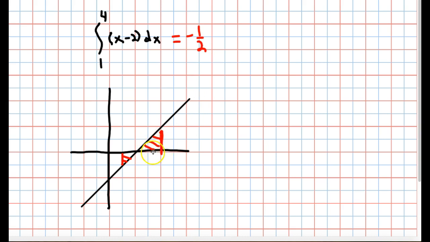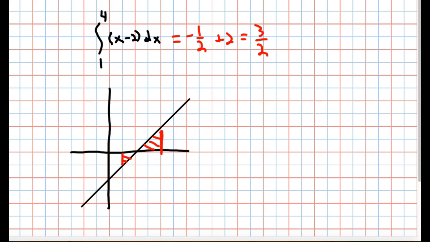This area would be 2 times 2 times 1/2, so 2, so plus 2. So we get that this total area is 3/2.